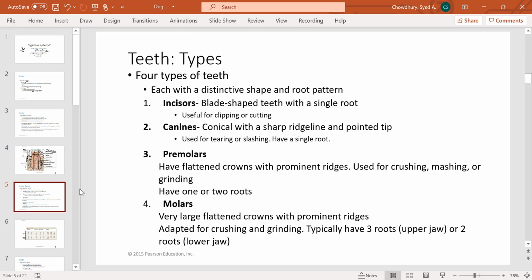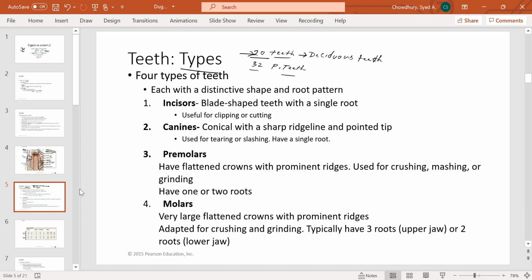Now you have 32 permanent teeth. However, in early life, first you get 20 teeth, and these 20 teeth are not permanent. They are replaced by 32 permanent teeth, and these 20 teeth are called deciduous teeth. Okay, temporary. And the deciduous teeth then are replaced by 32 permanent teeth.